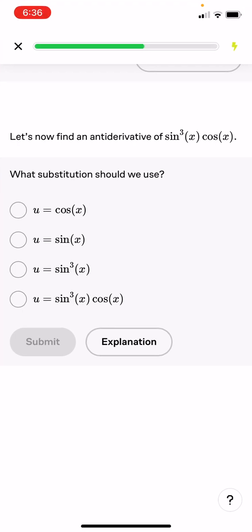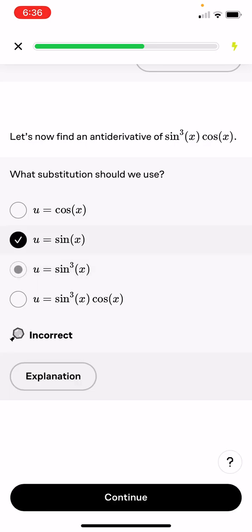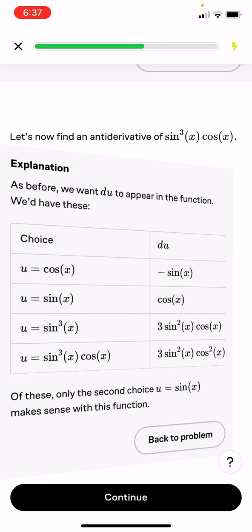Let's find the antiderivative of sine cubed x cosine x. Which substitution should we use? I would say just sine. Well, literally just sine, and then sine to the third.